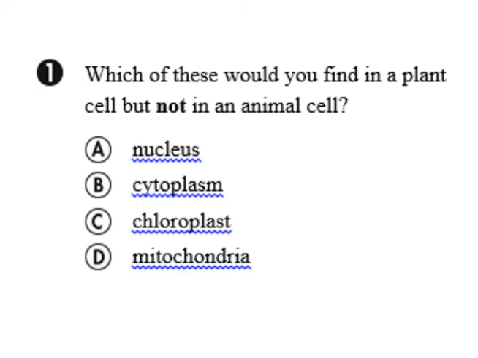So your first question is, which of these would you find in a plant cell but not an animal cell? I said huge comparing, there's some difference. A nucleus, a cytoplasm, chloroplast, or a mitochondria.